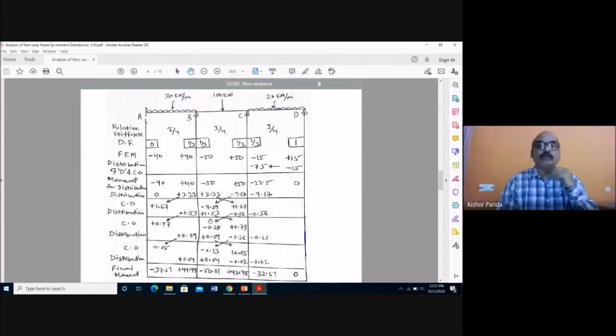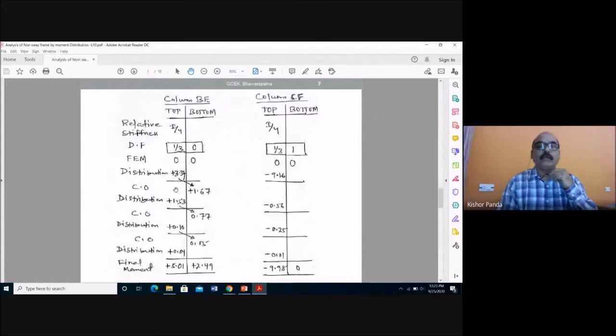This is minus 4.59 into 1 by 3, and you have to put in a plus sign; minus 4.59 into 1 by 3, and you have to put in the opposite sign. And also for the vertical member, this into 1 by 3, and you have to put in the opposite sign.